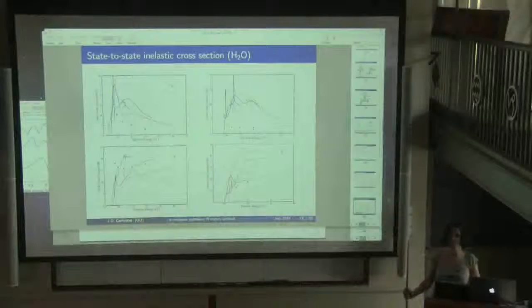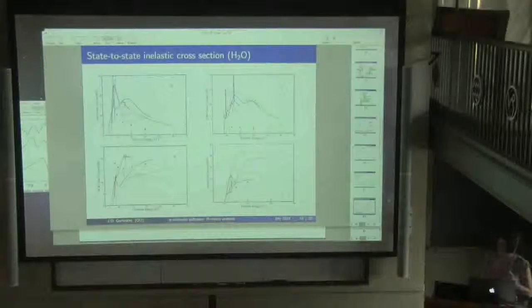The other thing, I'm going to show you some more electronic excitation cross sections. Going back again to one of these big molecules, if it lets me.